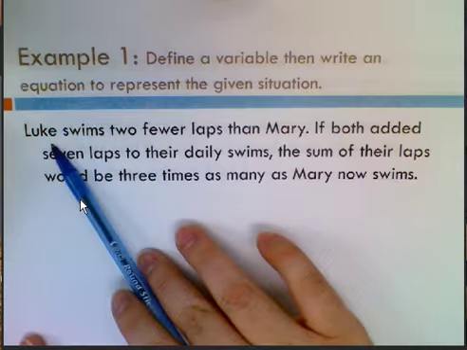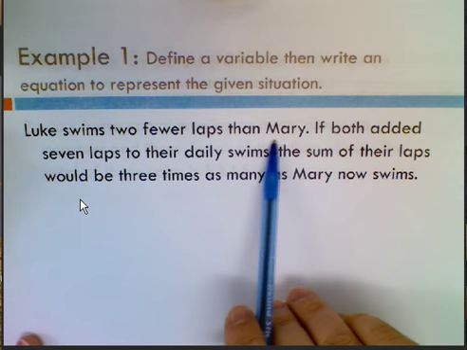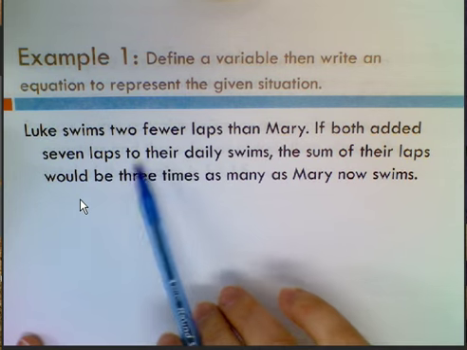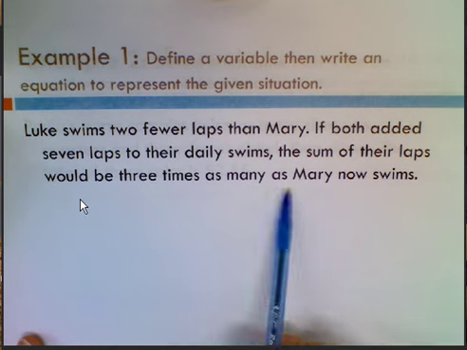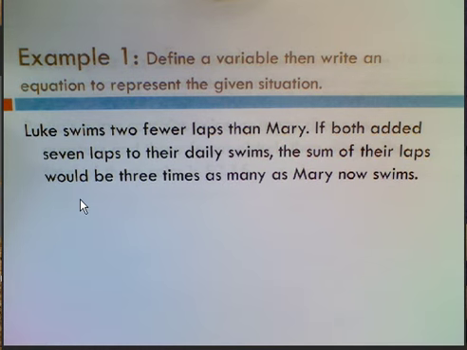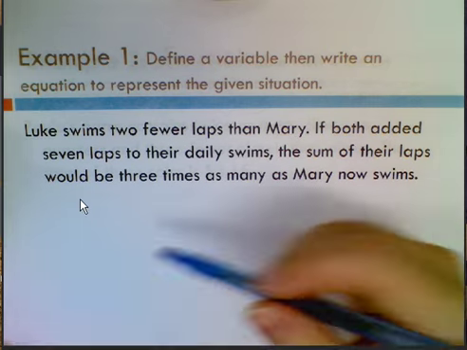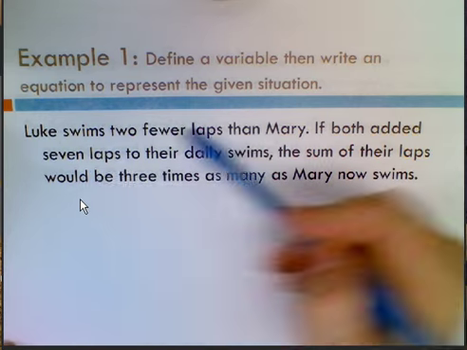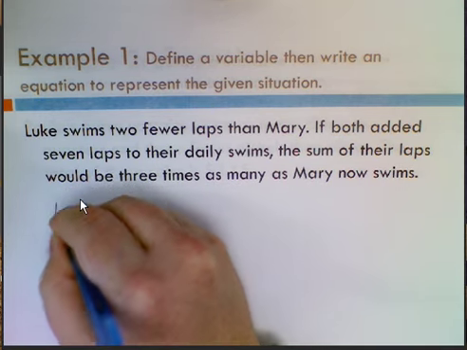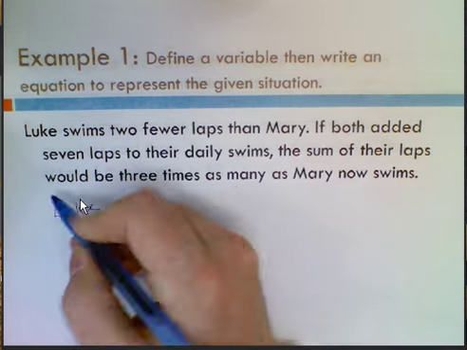So we have here, Luke swims 2 fewer laps than Mary. If both added 7 laps to their daily swim, the sum of their laps would be 3 times as many as Mary now swims. As you approach these word problems, let's break it down. What are the main things we're talking about here? The main things we're talking about is Luke and Mary. So I would jot that down. Luke and Mary.